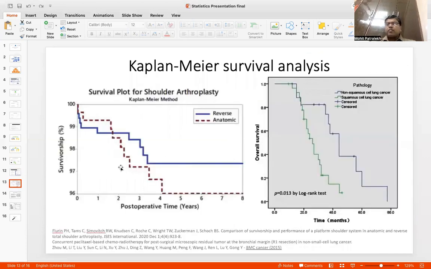Kaplan-Meier survivor curve is a simple graphical method. The horizontal axis represents the time and the vertical axis represents the cumulative probability of survival. Non-parametric log-rank test is used to compare the two survival curves.